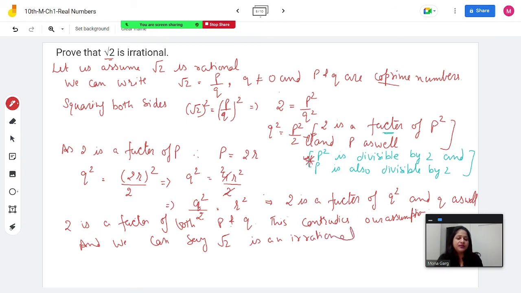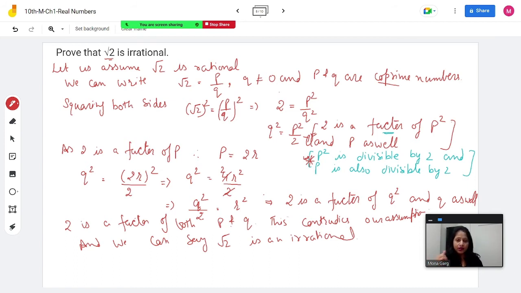Clear? अब देखिए यहाँ पे थोड़ा सा एक चीज का ध्यान रखिएगा, ये वाला क्वेश्चन जरूरी नहीं है रूट 2 में ही आपको पेपर में आए. It can be root 3, it can be root 5, root 7. So any prime number within the root, you have to prove that irrational. So we will use the same method again for all the questions.